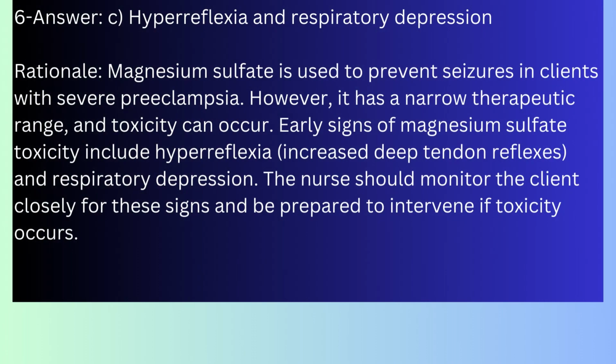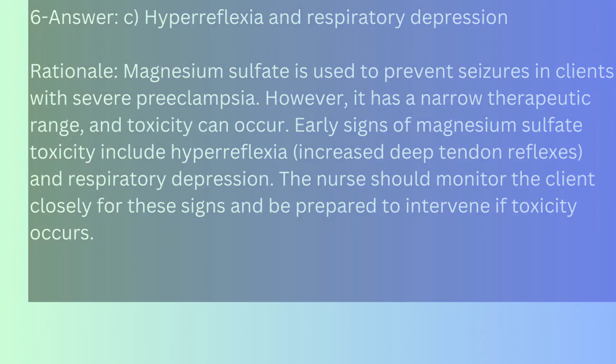Hyperreflexia and respiratory depression. Rationale: magnesium sulfate is used to prevent seizures in clients with severe preeclampsia. However, it has a narrow therapeutic range, and toxicity can occur. Early signs of magnesium sulfate toxicity include hyperreflexia, increased deep tendon reflexes, and respiratory depression. The nurse should monitor the client closely for these signs and be prepared to intervene if toxicity occurs.